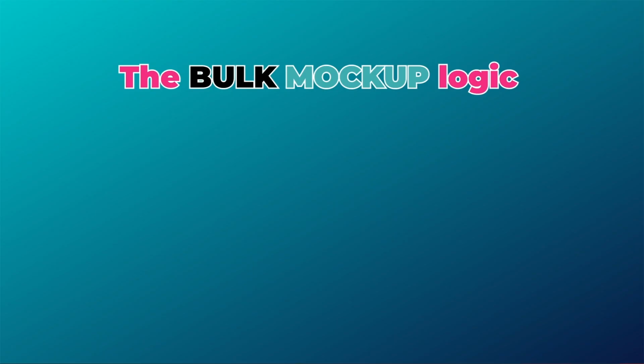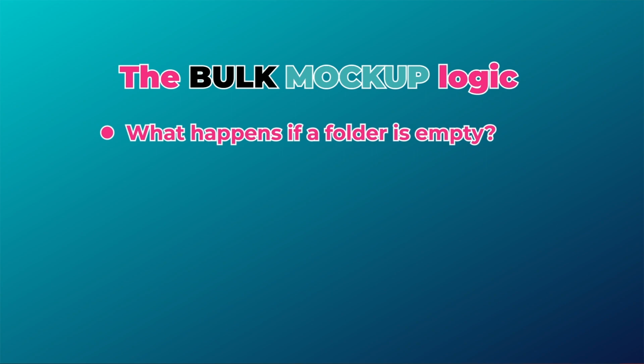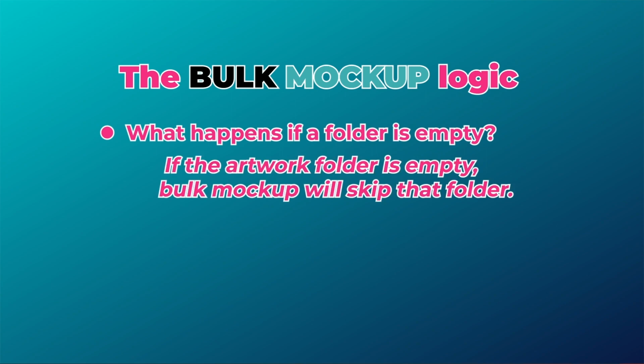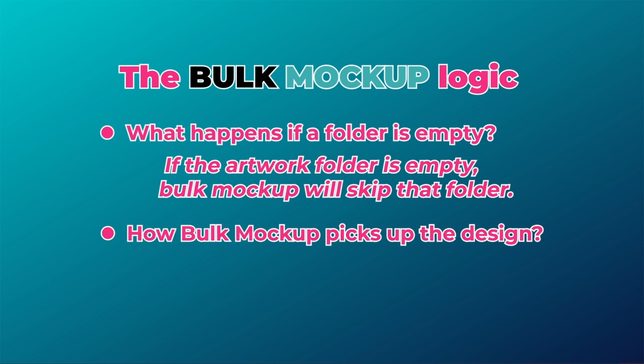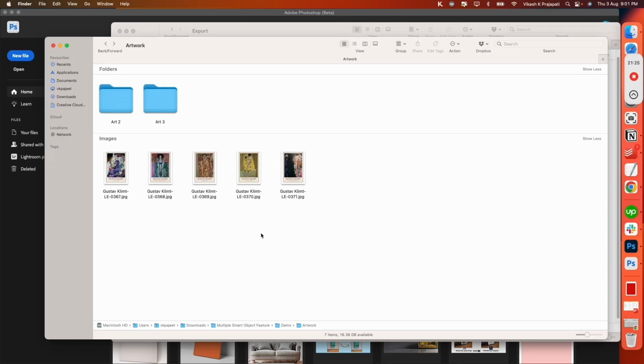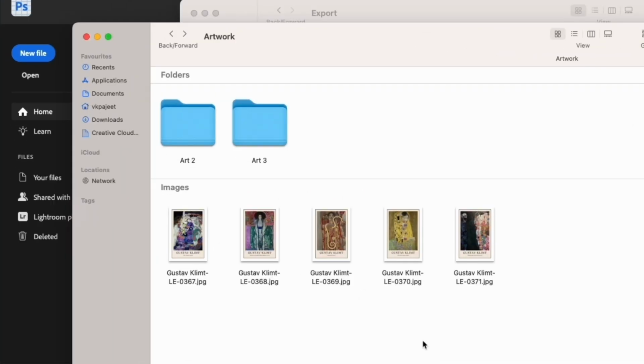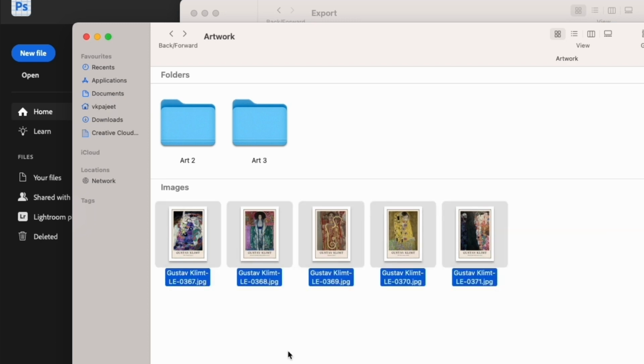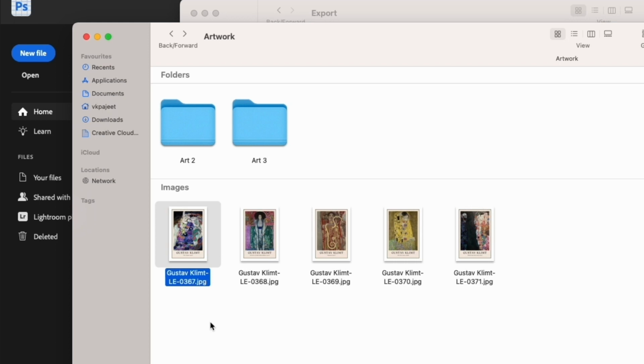The next question is, what happens if a folder is empty? If the artwork folder is empty, Bulk Mockup will skip that folder. So the next question is, how does Bulk Mockup pick up the design? So Bulk Mockup picks up the design in ascending order. So for example, when it goes to the artwork folder, it will first sequence all your design files into ascending order. So it will pick up the first design file from the root folder.